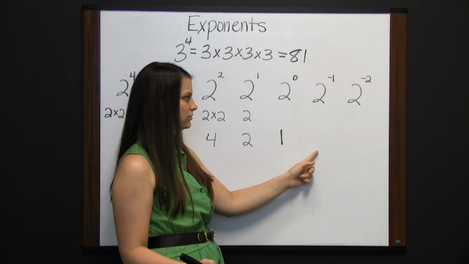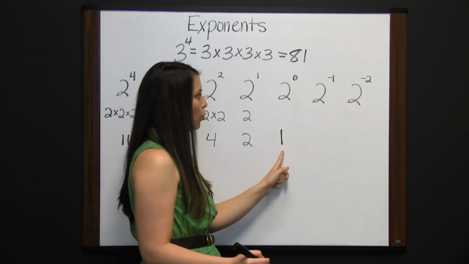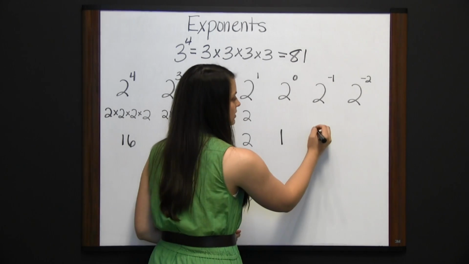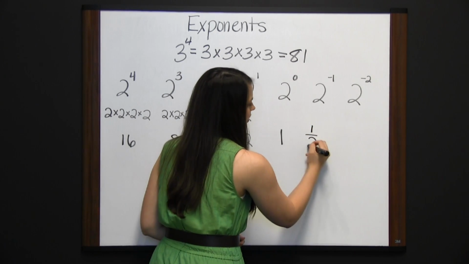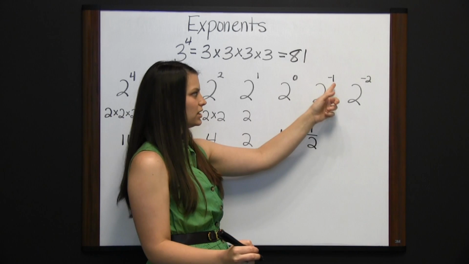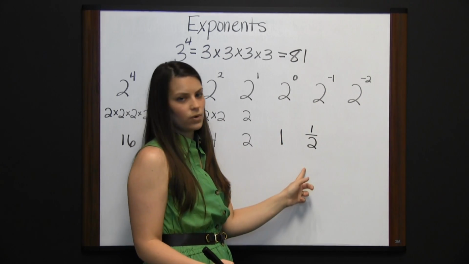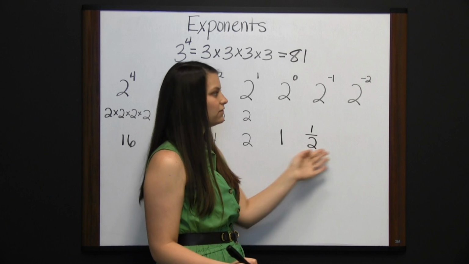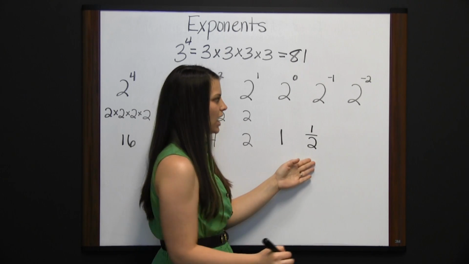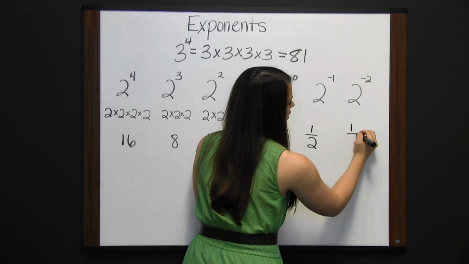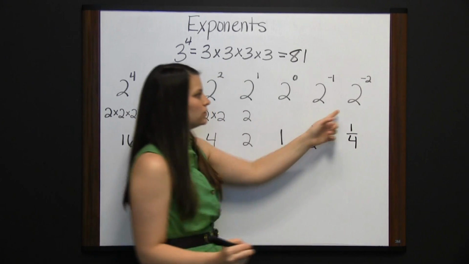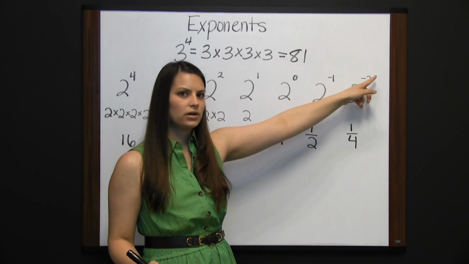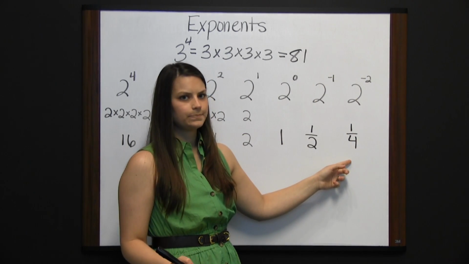Continuing with our pattern, dividing by 2, 1 divided by 2 is the fraction 1/2. So 2 to the negative 1st power is 1/2. Continuing with our fraction, so again dividing by 2, 1/2 divided by 2 is 1/4. So 2 to the negative 2 power is 1/4.